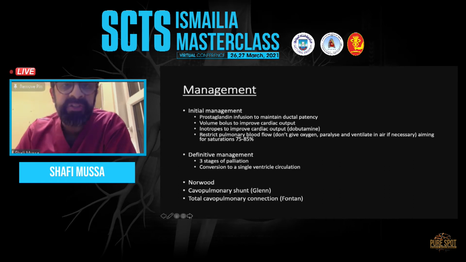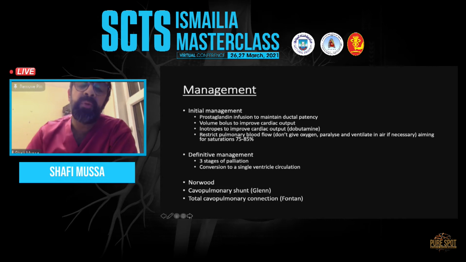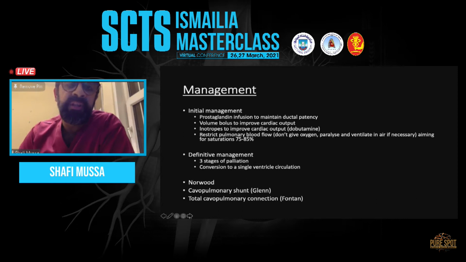The next step really is to try and somehow restrict the pulmonary blood flow. So to try and increase, if possible, the pulmonary vascular resistance, to try and reduce the amount of steal into the lungs and to encourage systemic blood flow. So we manage these children with saturations deliberately kept at around 75 to 85%. So they're not given oxygen, and if necessary, they are ventilated in air and paralyzed in order to try and take control of the circulation.